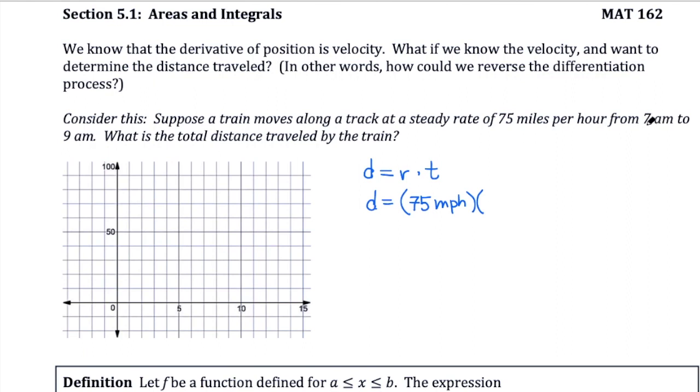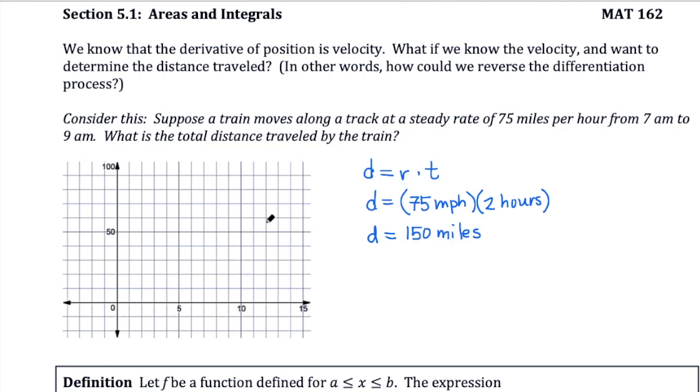Now, if I traveled from 7 a.m. to 9 a.m., that's 2 hours. And when you multiply miles per hour times hours, those hours cancel out. And you're left with 75 times 2 is 150 miles.